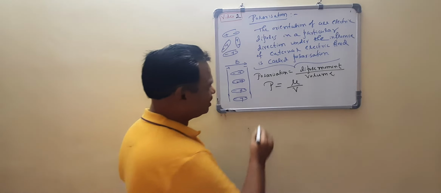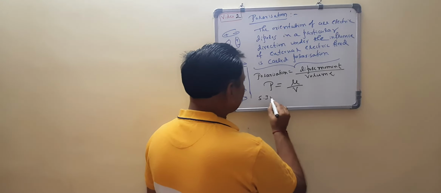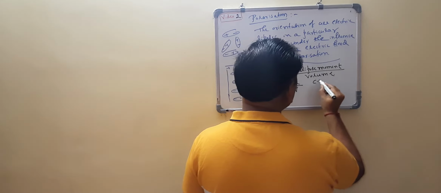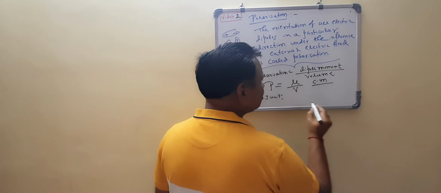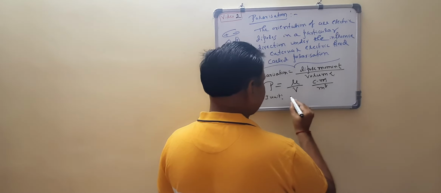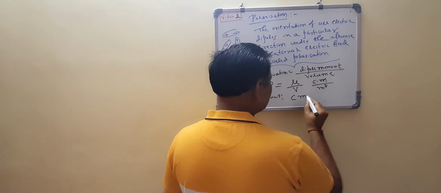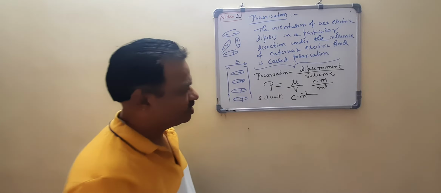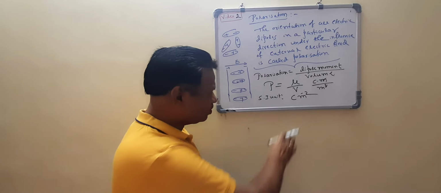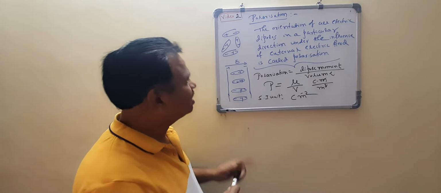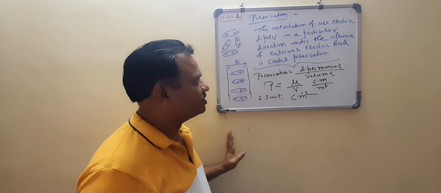Don't forget the SI unit. How to remember it? What is the unit of dipole moment? Coulomb meter. What is the unit of volume? Meter cube. So one meter gets cancelled, giving Coulomb per meter square, C m^-2. C stands for Coulomb, M stands for meter. This is the unit of polarization.